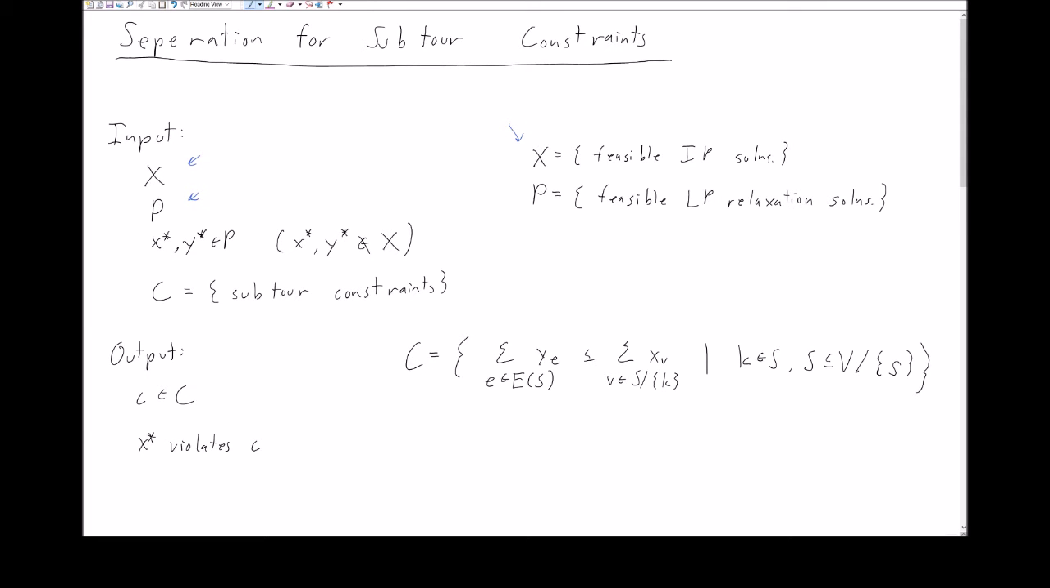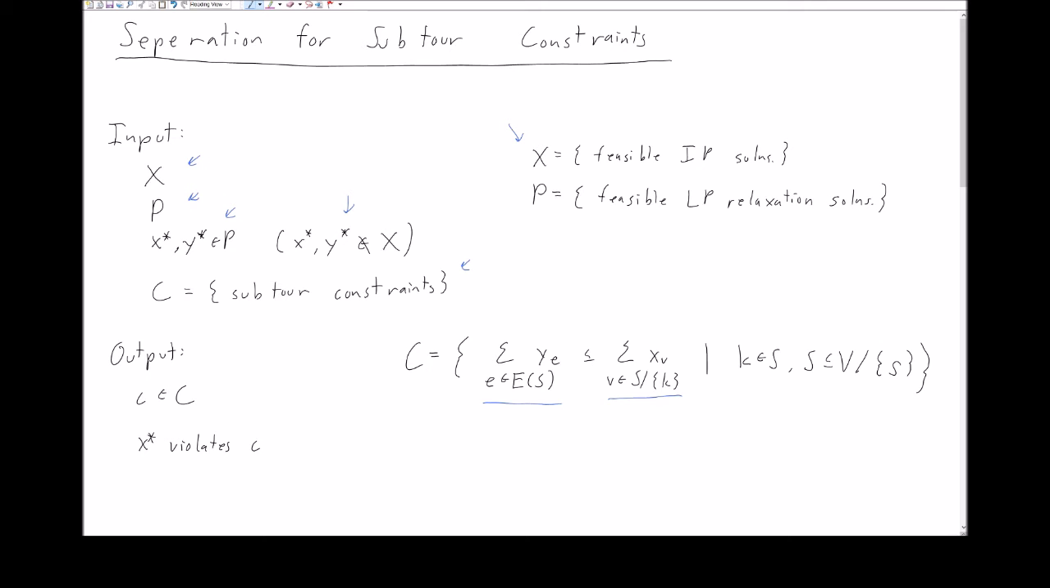Our solution, x star, is now going to be (x star, y star). And we're going to say that this solution falls inside of our polyhedron. We're also going to assume that (x star, y star) don't define a feasible solution in terms of X. We're also given our set of constraints, in this case our subtour elimination constraints. And so that we can recall, our subtour elimination constraints are the sum of the y's being less than or equal to the sum of the xv's if we look at all the x's inside of a particular set and all the edges completely contained inside of that set.